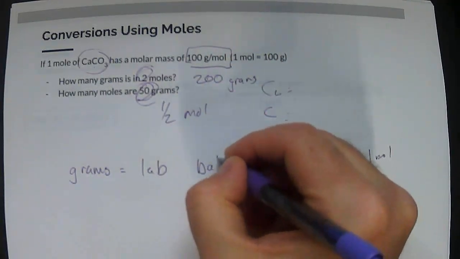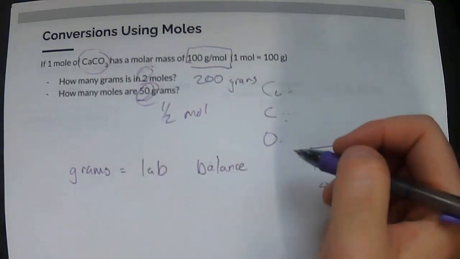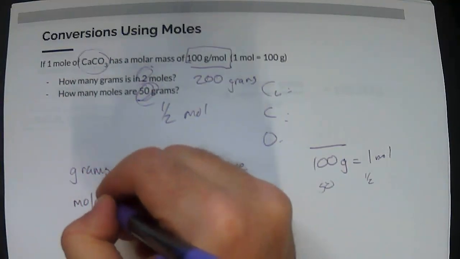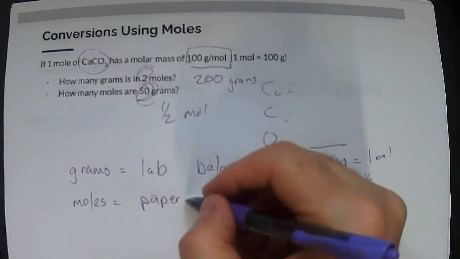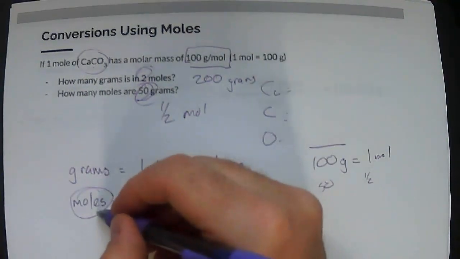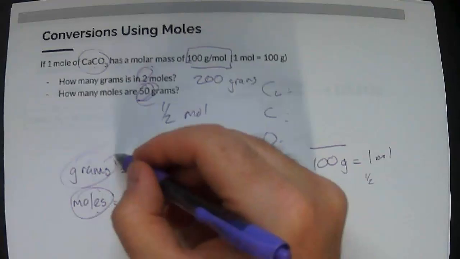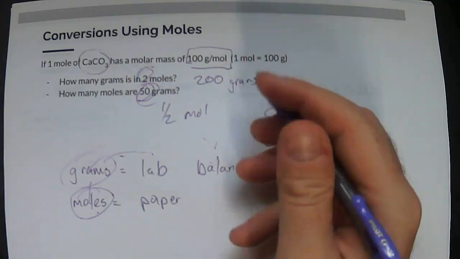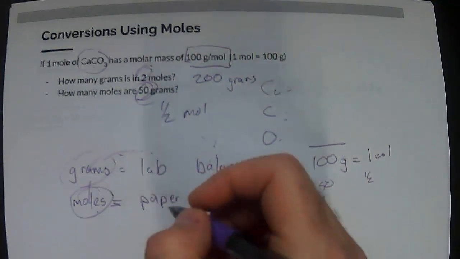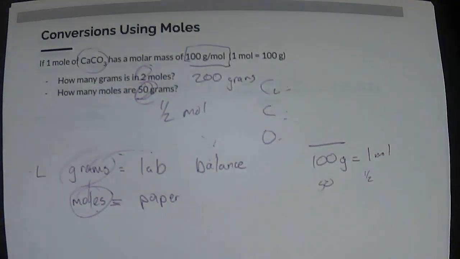So a balance is going to measure in grams, but a balance doesn't measure in moles. We have to do chemistry on paper in moles. More on that a little bit later. Even though moles are in the middle of it all, there's no way for us to measure moles directly. So we have to measure grams and then go to moles so we can go to other things. So moles are for doing chemistry on paper. Grams or liters are for doing chemistry in the lab. Those are the things that we can measure.